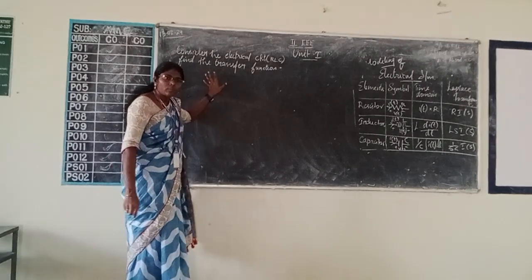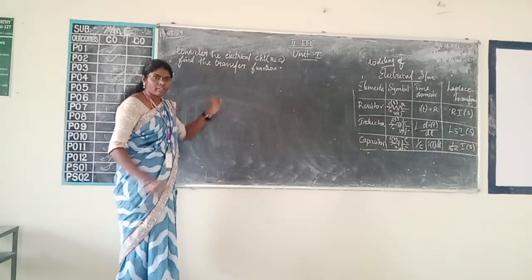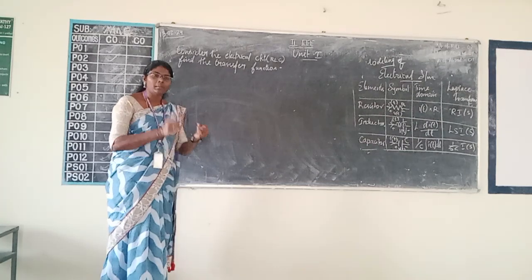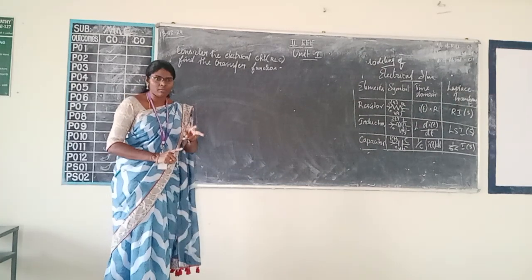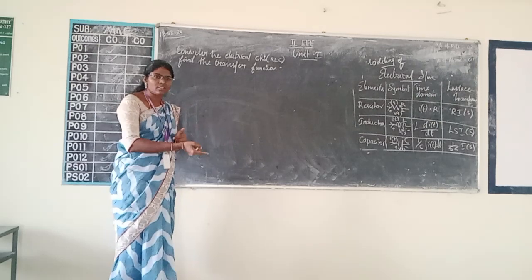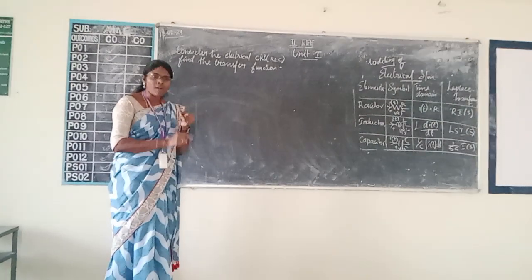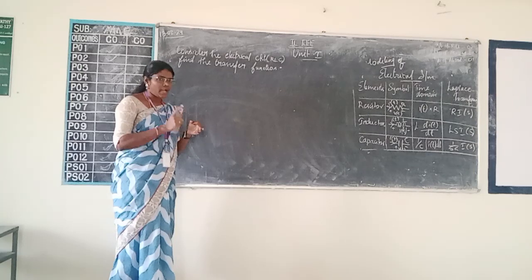So now we have to model an electrical circuit. We have seen modeling of mechanical systems. In modeling of mechanical systems, two types are there. One is modeling of mechanical translation systems, where the three components are mass M, dashpot P, and spring C.